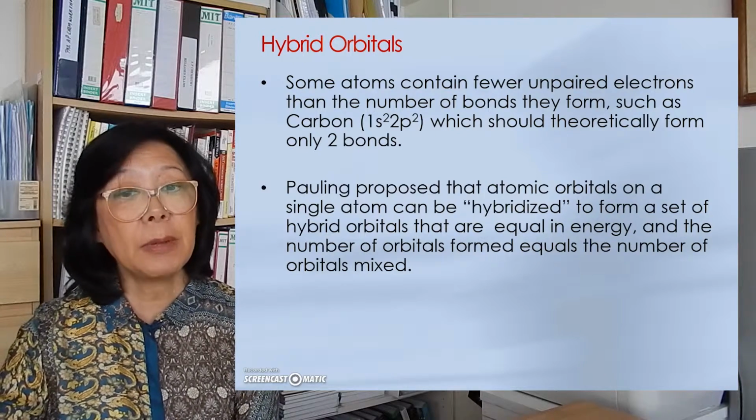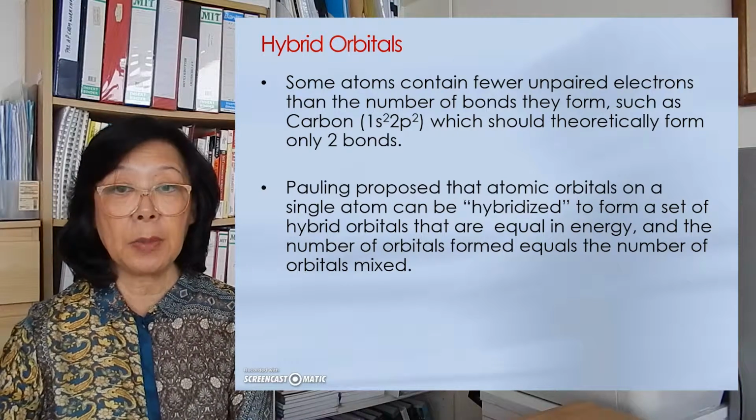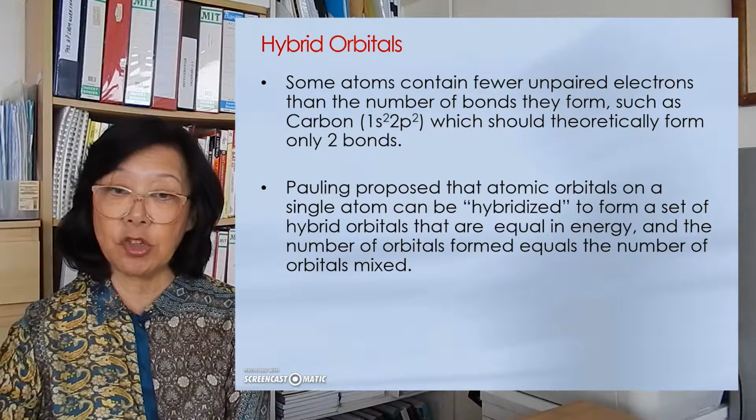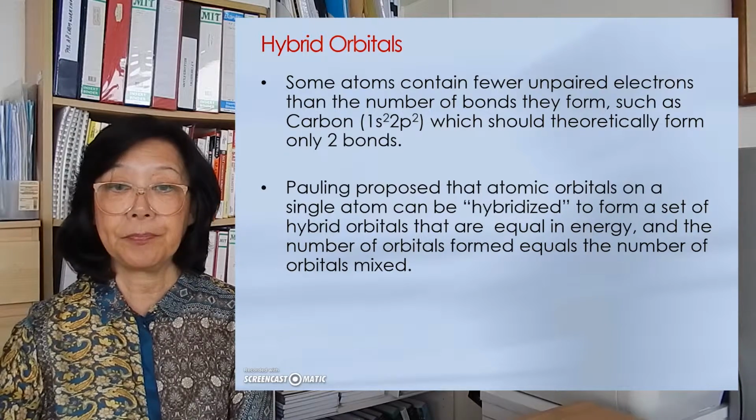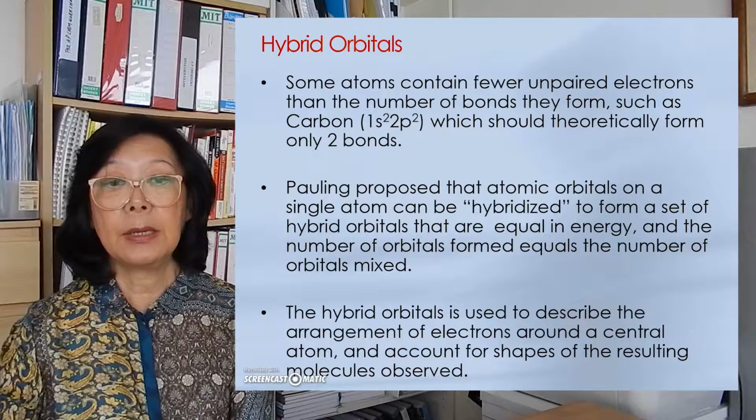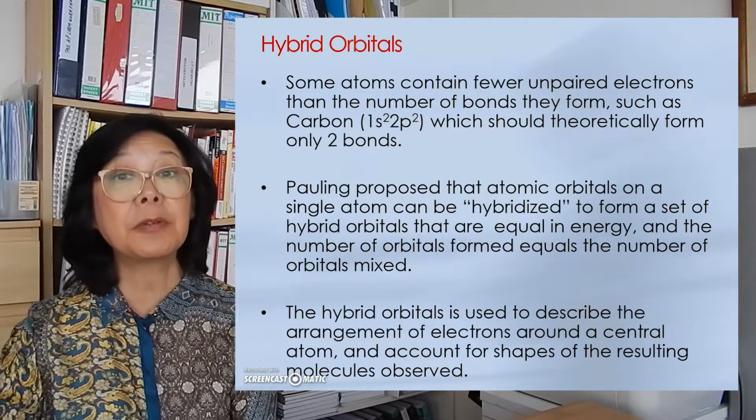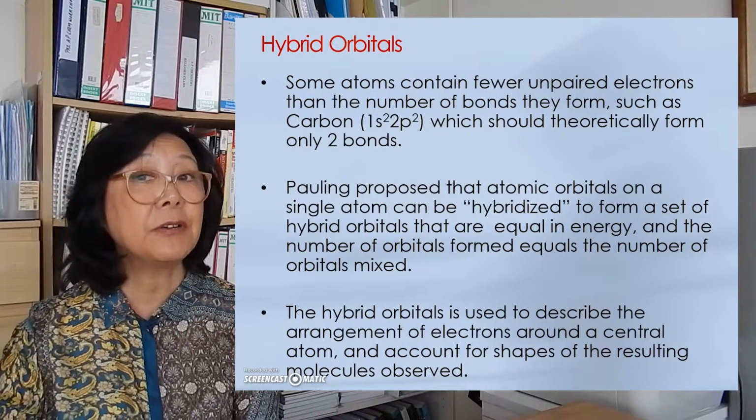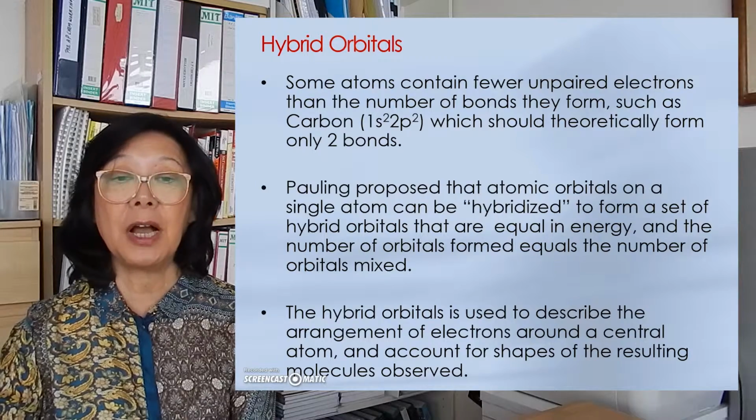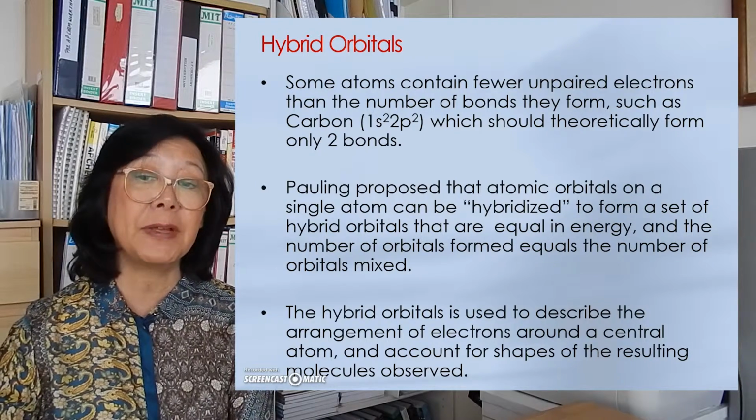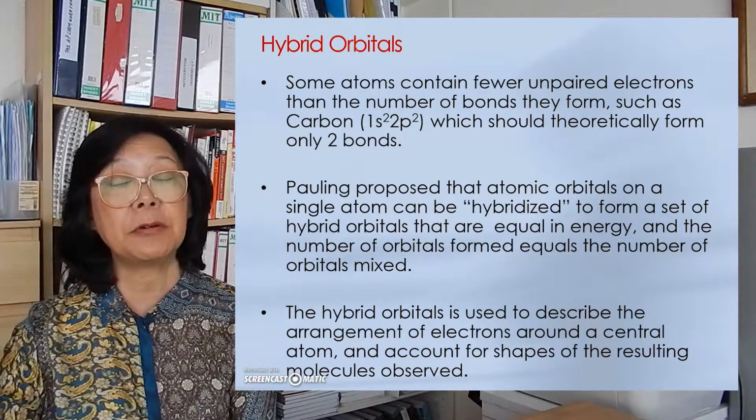Pauling proposed atomic orbitals on a single atom can be hybridized to form a set of hybrid orbitals that are equal in energy, and the number of orbitals formed equals the number of orbitals mixed. Imagine if you have a red flower and a white flower, and you cross them to form a hybrid flower, and that should be pink in color. So along this theory, hybrid orbitals used to describe the arrangement of electrons around a central atom account for the shapes of the resulting molecule observed.